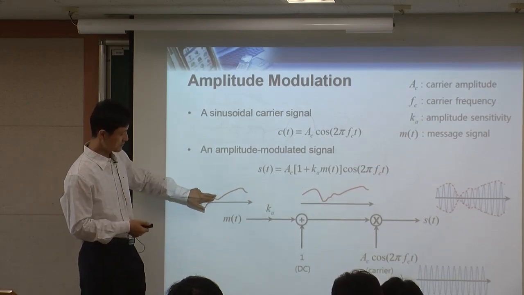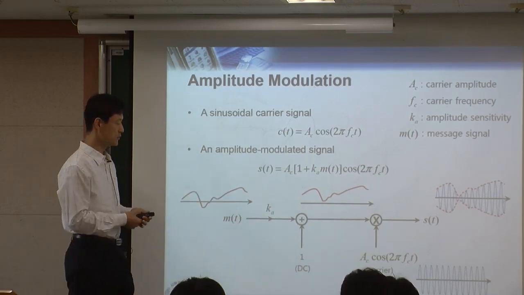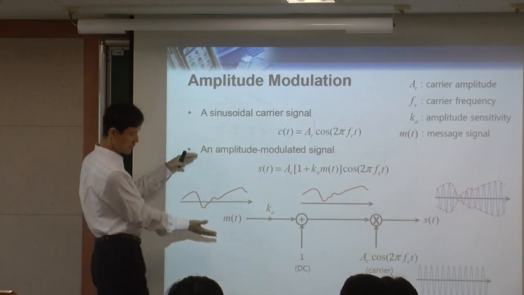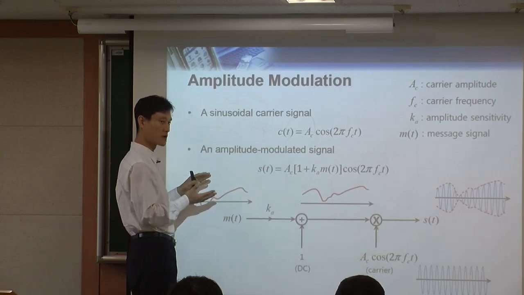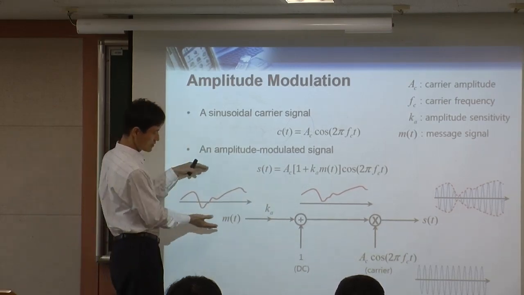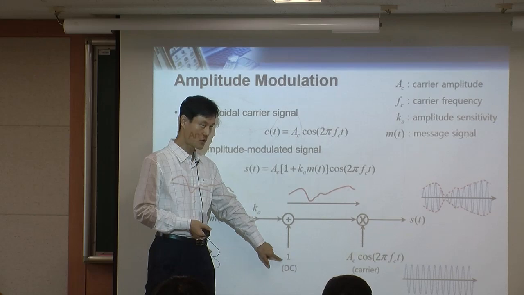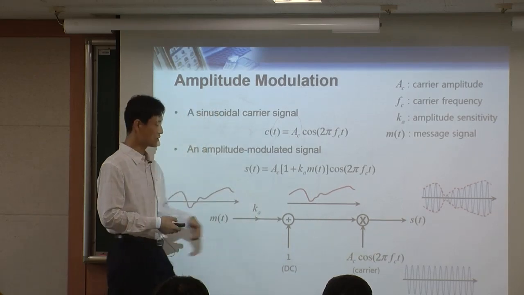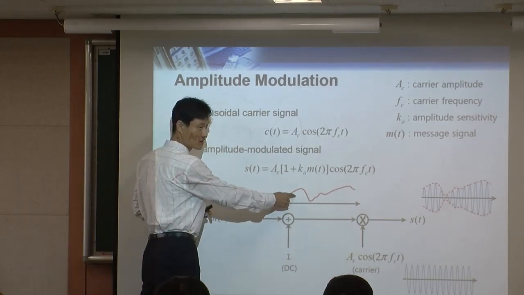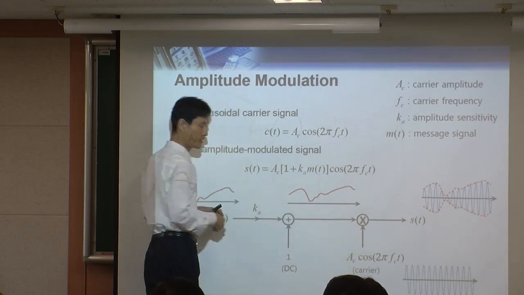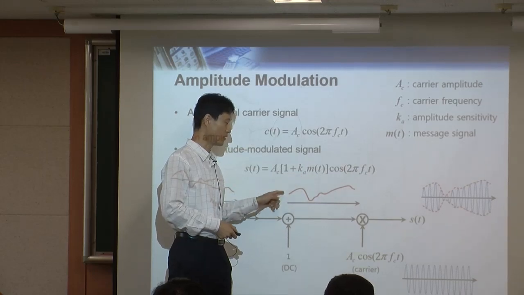This is m(t), the original message, and we multiply by Ka. So this Ka will amplify, make it a little bit bigger or smaller, depending on Ka. Typically, we use Ka a little bit smaller than 1. Then you are adding a DC component, which is just 1. The reason that you are adding plus 1 is because you want to lift this signal up like this, so you don't have any negative signal. You want to make everything positive.